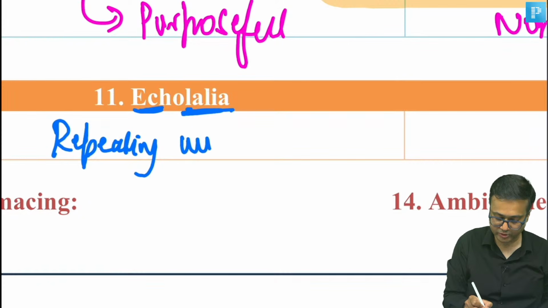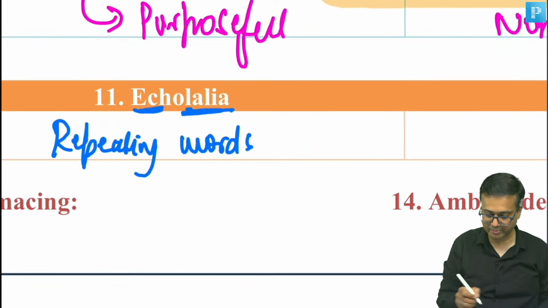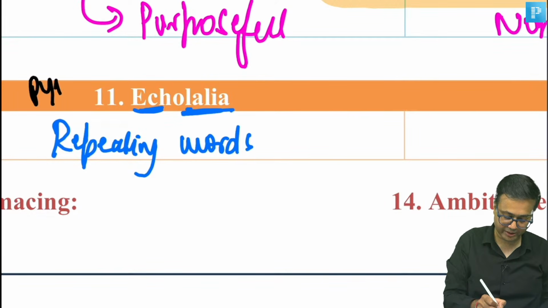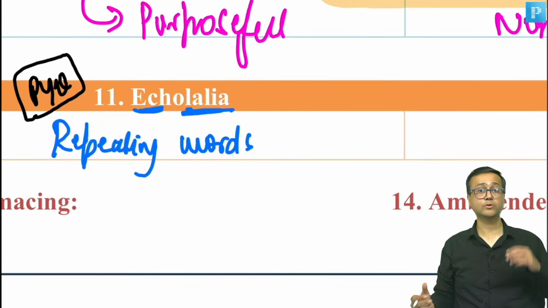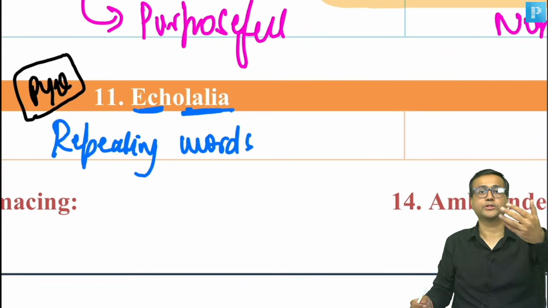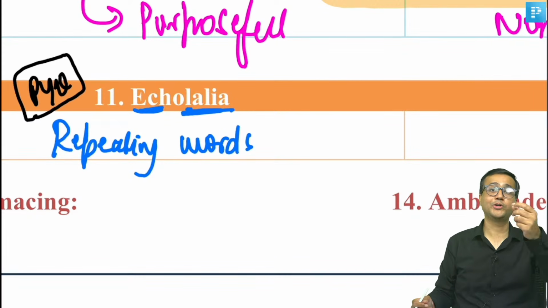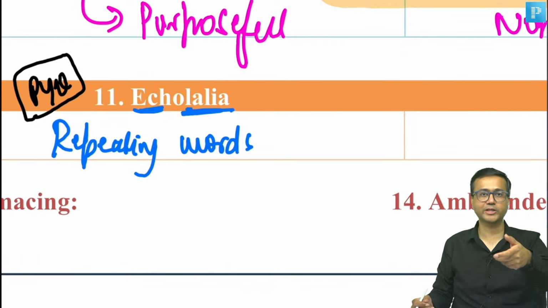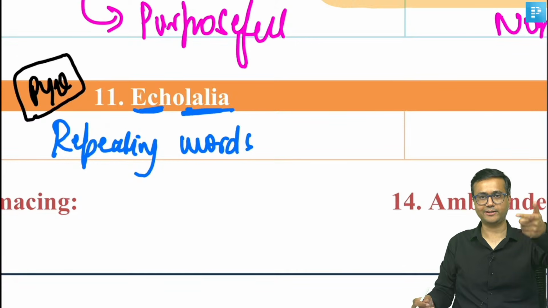So he is repeating words. Whatever he is hearing, he is repeating. In fact, beta, this came as a PYQ. So that is why I am saying you will see many questions like this. You ask a patient, what is your name? Patient says, what is your name? What do you do? What do you do? Where do you live? Where do you live? So can you appreciate here, whatever he is hearing, he is repeating.